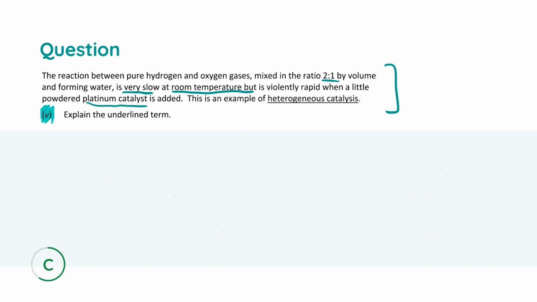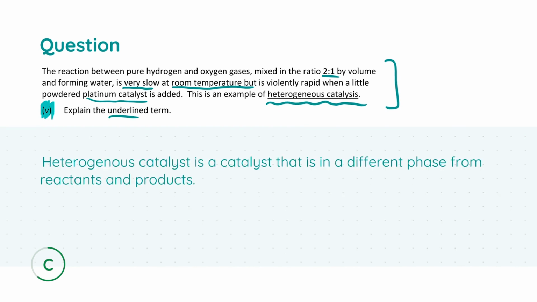And then we're told that this is an example of a heterogeneous catalysis. What we're being asked here in part 5 is to explain this underlying term. So what is heterogeneous catalysis? In this case, the answer required to get your full marks is that heterogeneous catalysis is a catalyst that is in a different phase from the reactants and the products. So that's an important thing to note here.